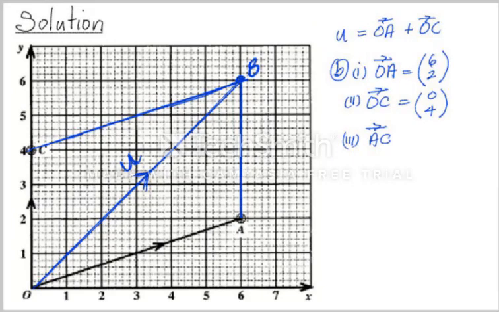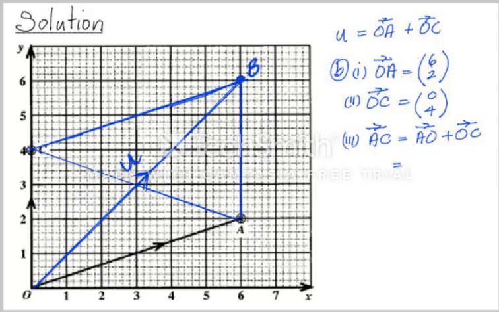Either one is going to give us the answer. Let's put it in. All right, that's AC. The triangular law of vectors says AC would be equal to AO plus OC.